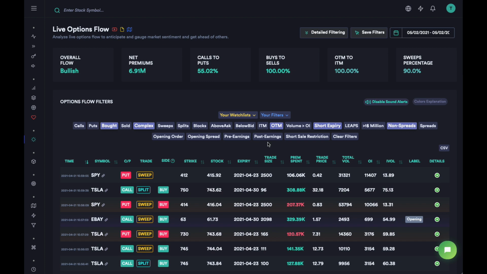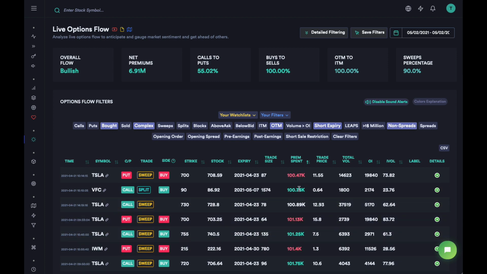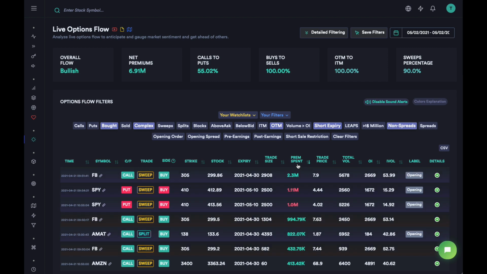So now that we have these, all of these columns in the table are sortable. So we want to see the largest orders. So let's just click on this. Now this is showing us the smallest. Let's click on it again. Now this is showing us the largest orders.